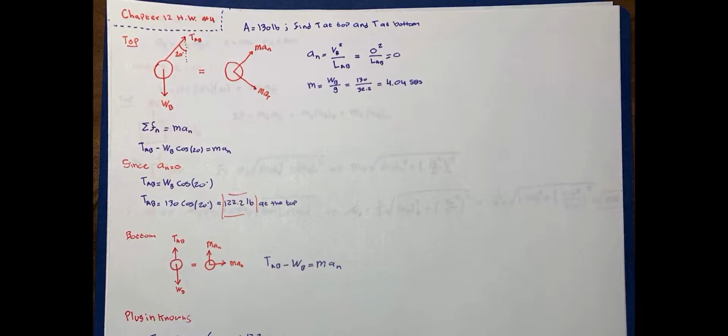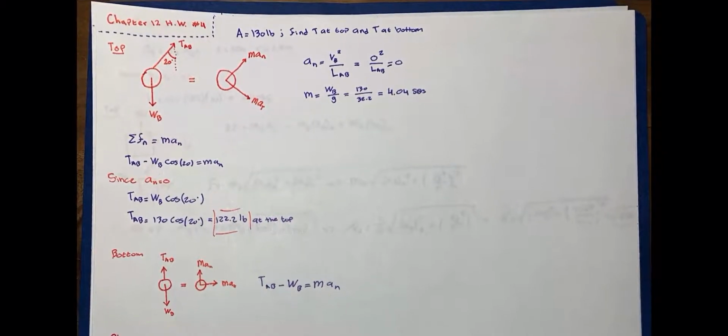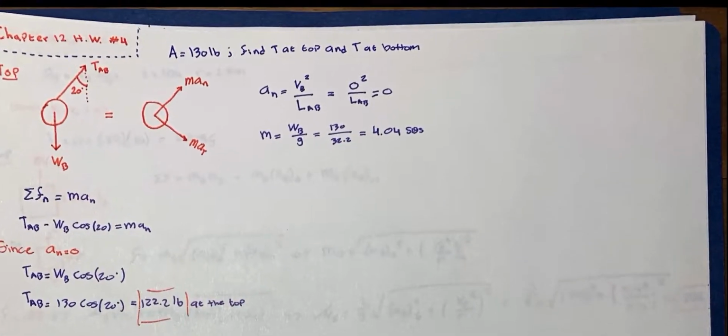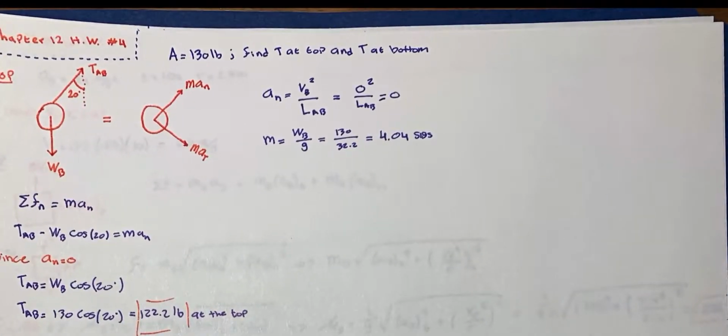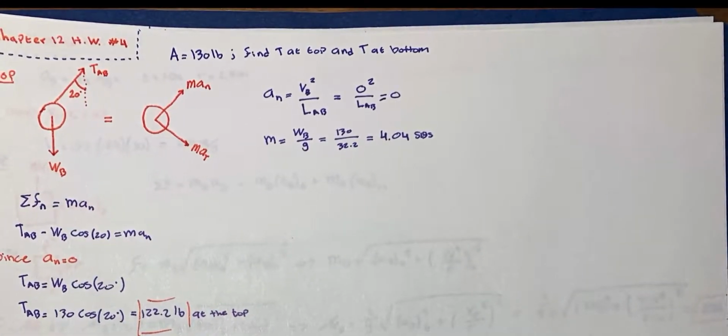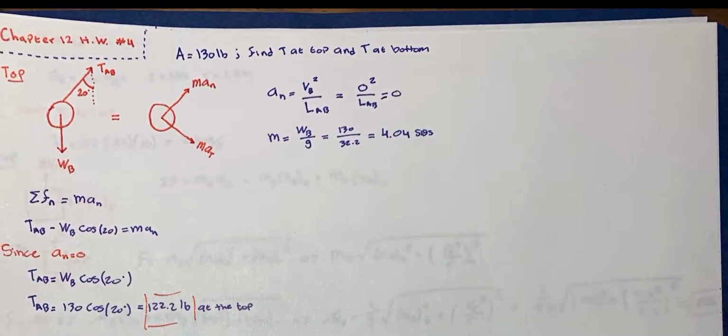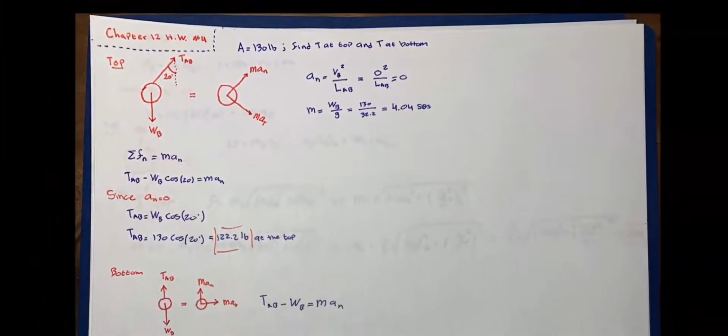Number 12, there's a wrecking ball swinging on a crane, and we're supposed to find the tension when it's at rest at the top and the tension when it's at the farthest, the lowest point that it reaches. And then up here on the right, we just have the acceleration at the top is equal to 0 because the velocity is 0, and what the mass of the ball is.